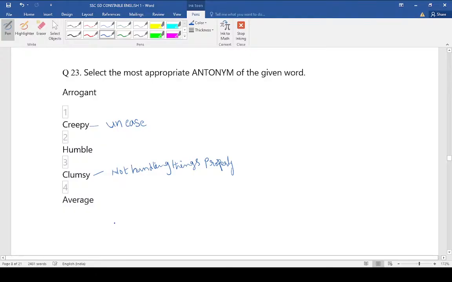Next, average. When it comes to this, beyond the ordinary level. So accordingly, what will be the answer? Humble. Humble is nothing but very obedient. It is quite opposite to the arrogant.